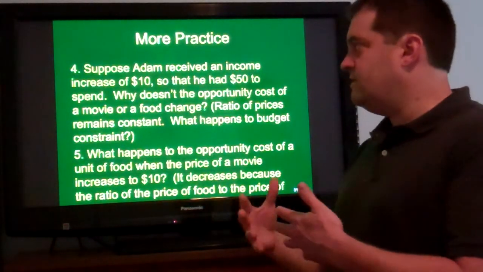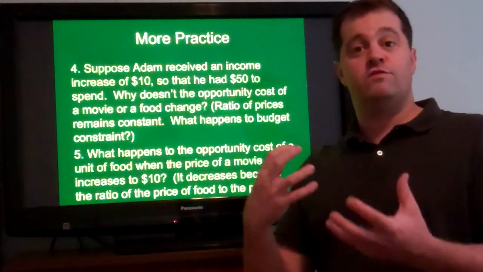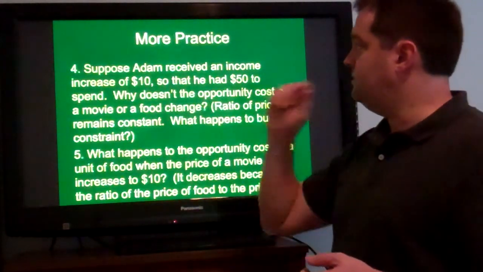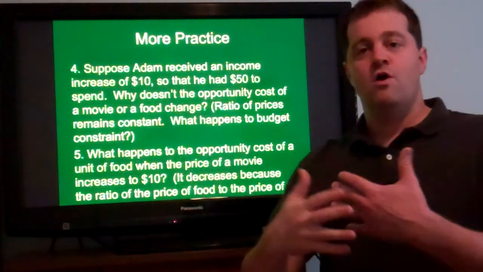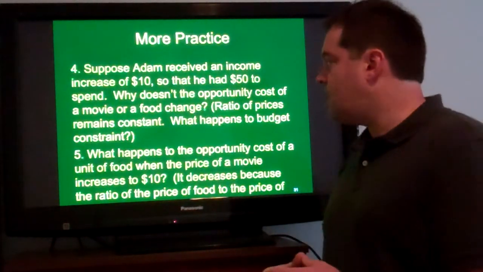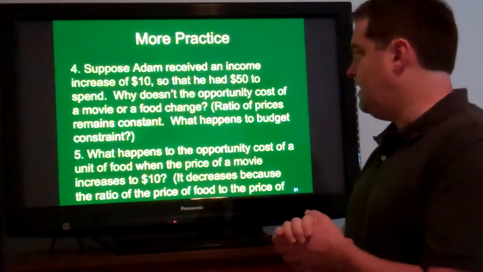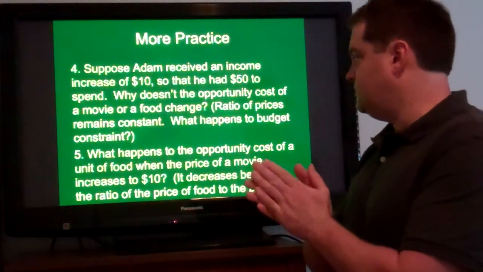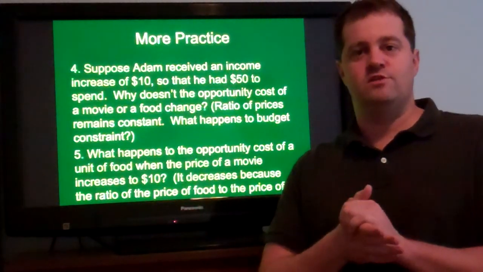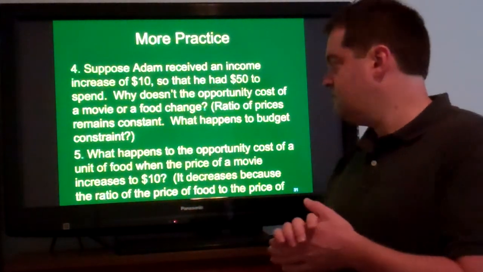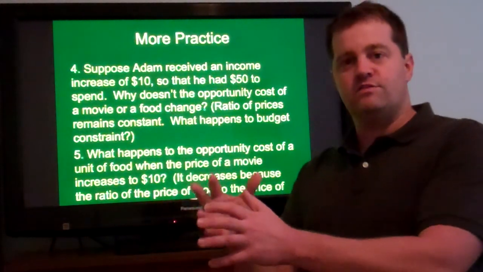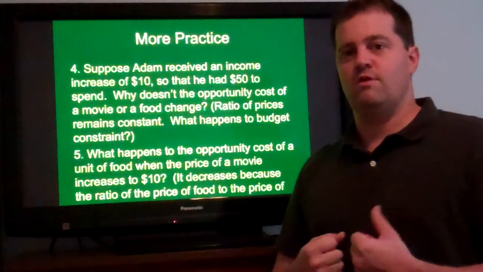And then finally, what happens if one of those three variables changes? If Adam gets a raise, if he gets an increase of $10, what happens to his budget constraint? What happens to opportunity cost? And then finally, what happens to the opportunity cost of a unit of food when the price of a movie increases? There's going to be some changes in the ratio of those prices. And so students need to ponder that too, not only in a mathematical sense and a numerical sense, but also in a graphing sense too.